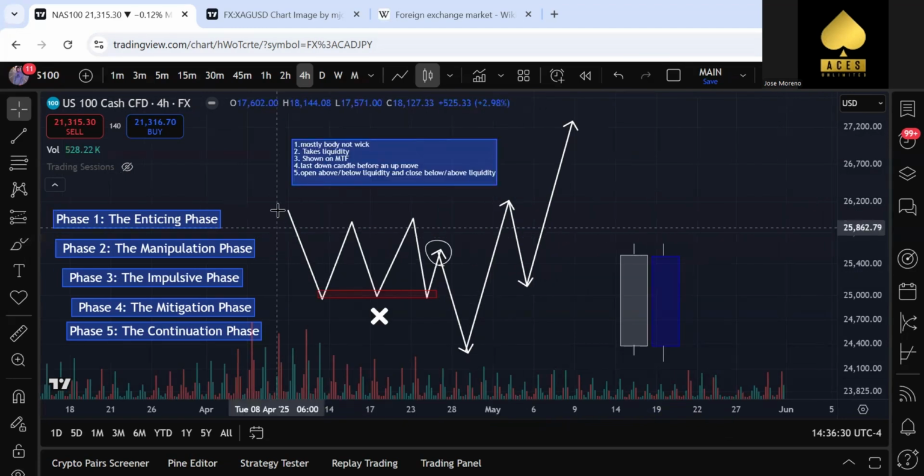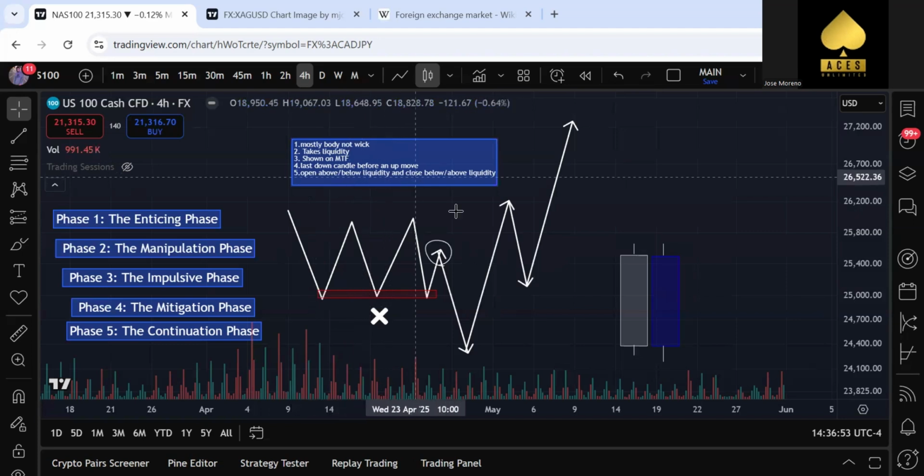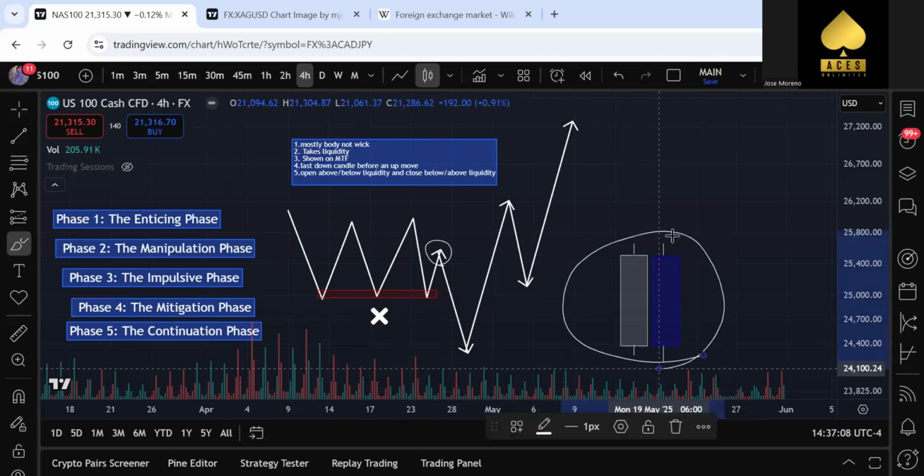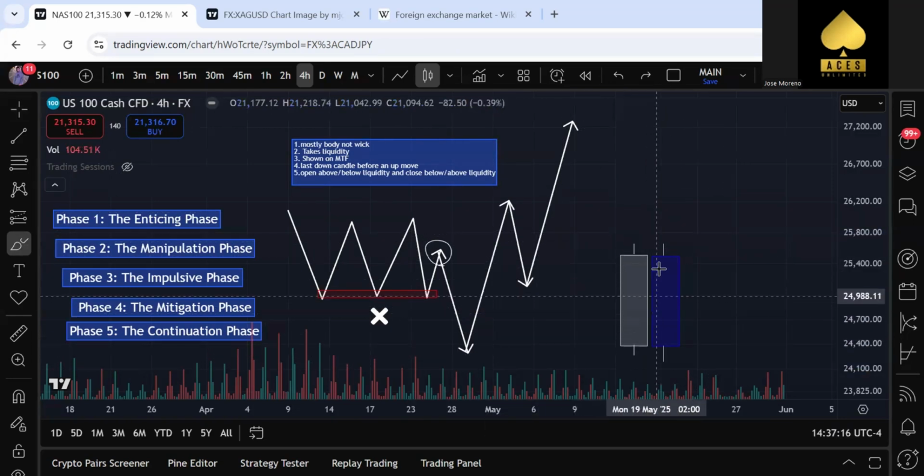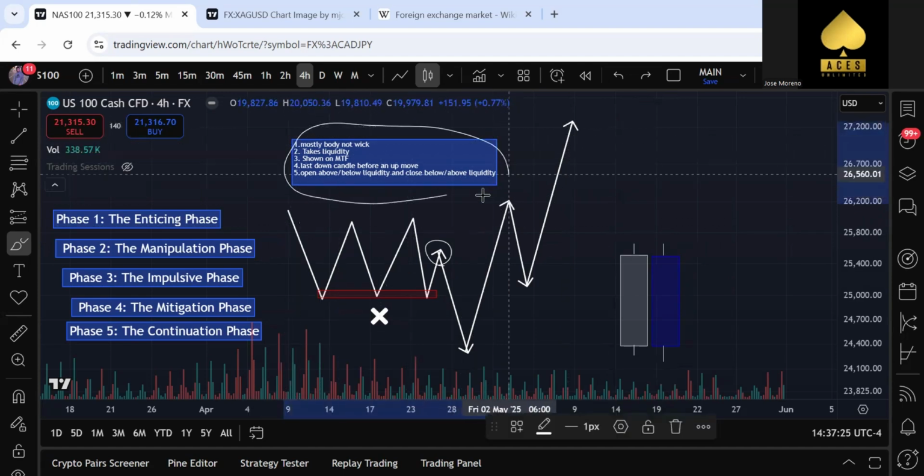Some things that we want to understand about order blocks is that they are mostly body and not wick. We want to see that an order block takes an area of liquidity that we have identified. We want to see that an order block is shown on multiple time frames. We look at it as the last down candle before an up move. And we want the candle ideally to open above or below liquidity and close below or above liquidity, depending on if we're talking about a buy setup or a sell setup. So it can look something like this, where we have this last down candle before an up move. Typically it looks like an engulfing candle, but not all engulfing candles are order blocks. We have to see the rest of this really play out.